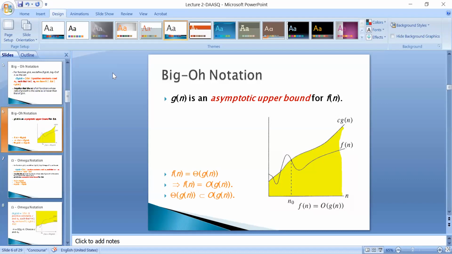And if you see at the beginning, you see the graph goes up and down.